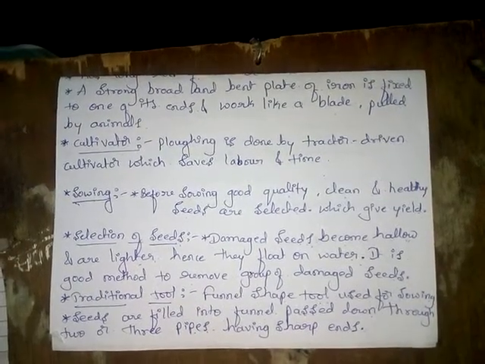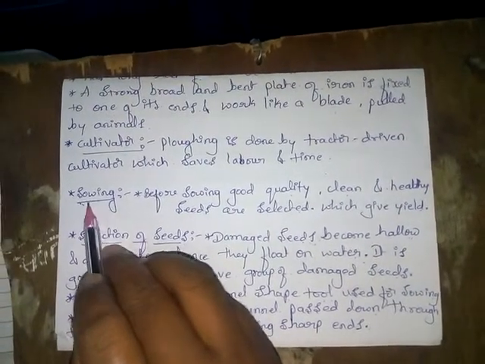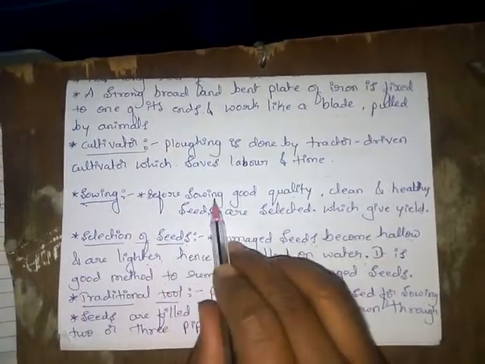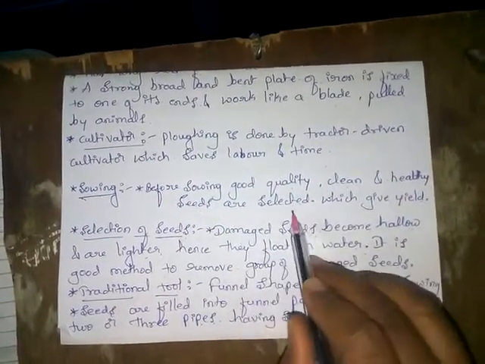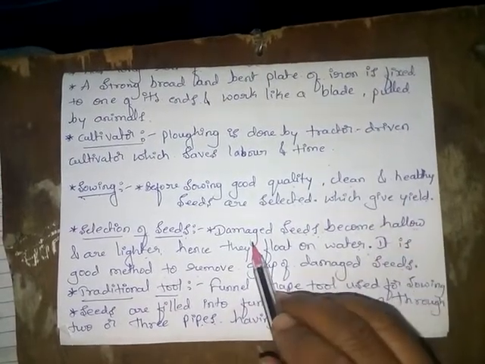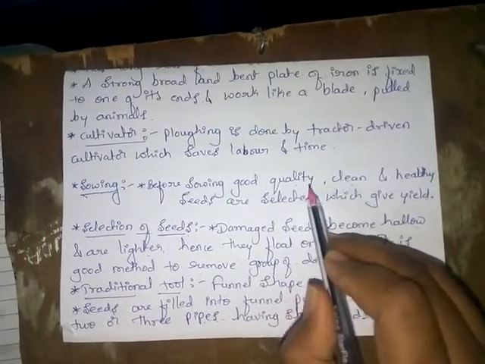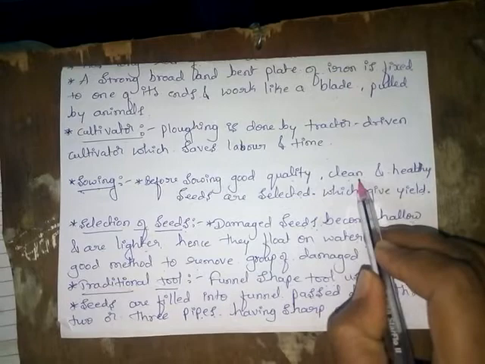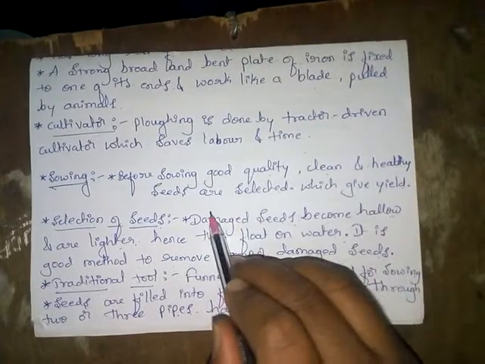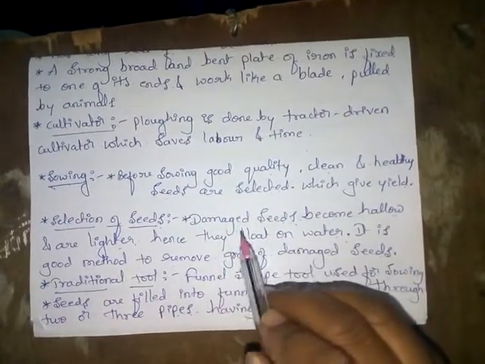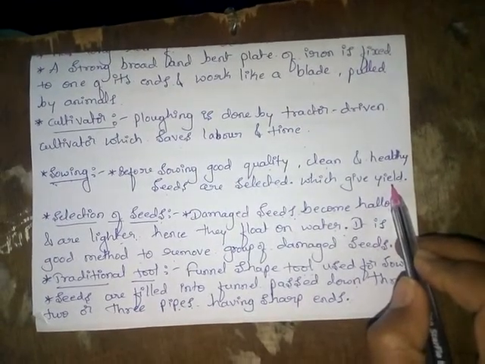Dear students, now we have to discuss the next process, that is sowing. Before sowing, good quality, clean and healthy seeds are selected which give yield. Before starting the sowing process, we have to choose quality seeds that should be clean and healthy, not have any diseases, and the type of seeds we select should give the yield.